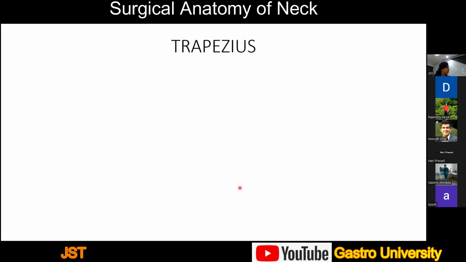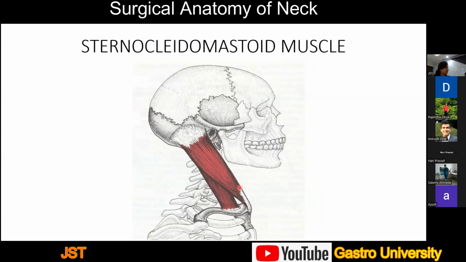So can the two heads of sternomastoid contract separately? When we do a particular action, if we turn the head to one side, we are only contracting the clavicular head. And when we tilt and rotate to the opposite side, we are using both the heads.